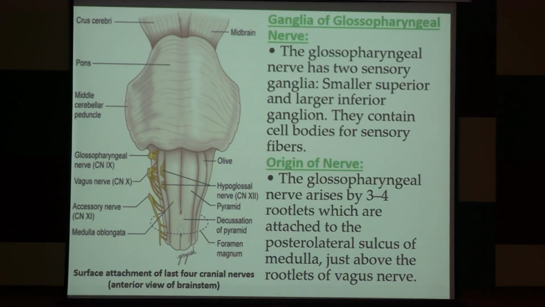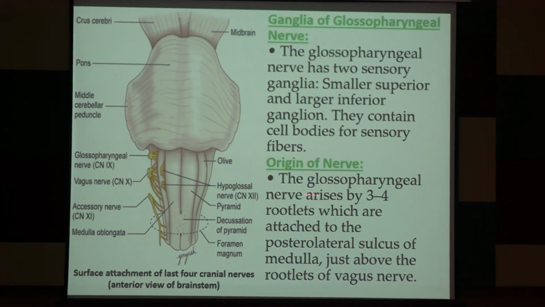Next is ganglia of the glossopharyngeal nerve. So glossopharyngeal nerve has two sensory ganglia, smaller superior and larger inferior ganglia, and they contain cell bodies for the sensory fibers. Okay.